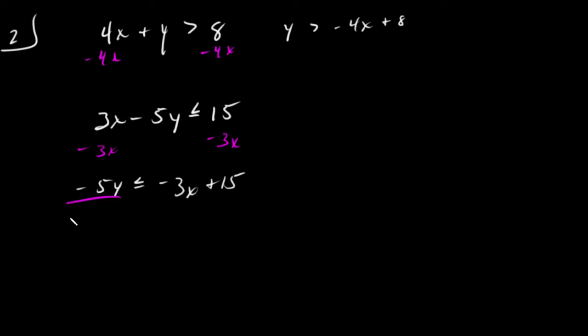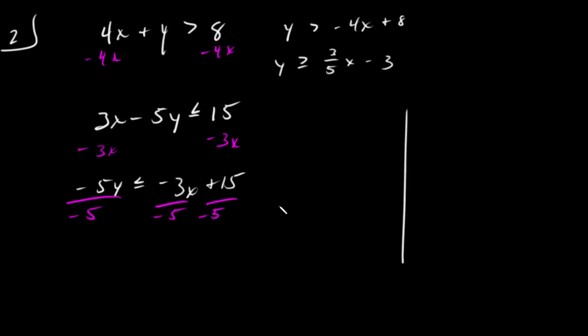Then divide by negative 5. When you divide by a negative, it flips this sign. So you're going to get y is greater than or equal to, not less than or equal to, 3/5 x minus 3. The 3 and the 5 make 3/5. The negative and the negative make a positive. Then 15 over 5 is 3, and there's one negative, so it becomes negative.